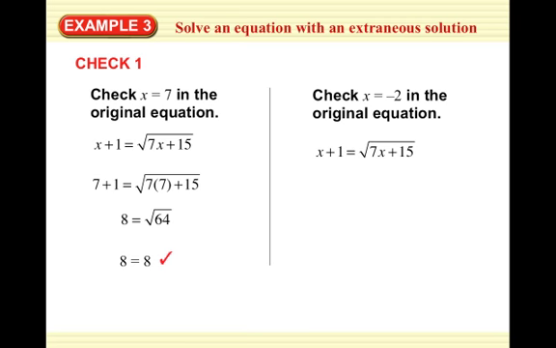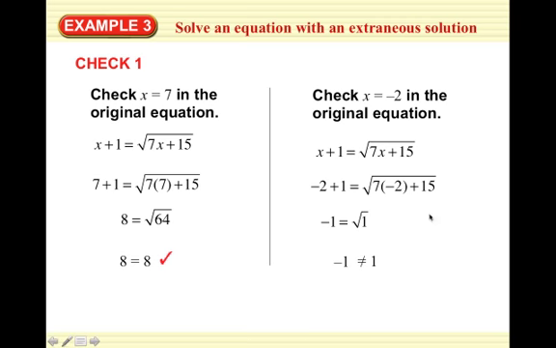Let's try -2. So we plug that in for x in our original equation. And it's very important you go back to the original. You have to go back to the very original one. So -2 plus 1 equals the square root of 7 times -2 plus 15. So let's see, -2 plus 1 is -1. And our radicand will have -14 plus 15, which is 1. Does -1 equal the square root of 1?